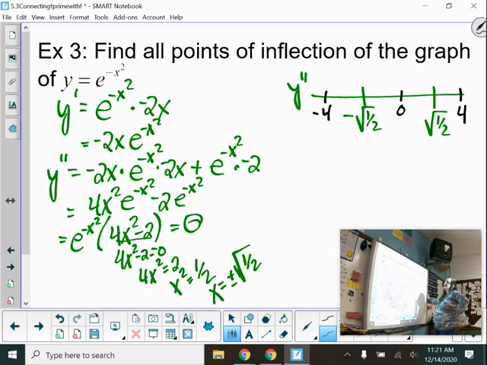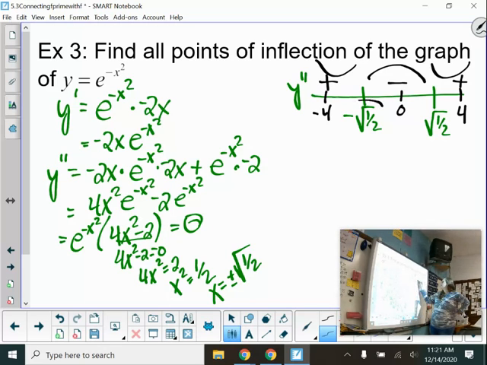So we have 4 times -4 squared minus 2. Well, that's definitely going to give us a positive. 0, 4 times 0 squared minus 2 is going to give us a negative. 4 times 4 squared minus 2 is going to give us a positive. So we're concave up, there and there, concave down there. But this one doesn't say where it's concave up, where it's concave down. It wants the points of inflection.